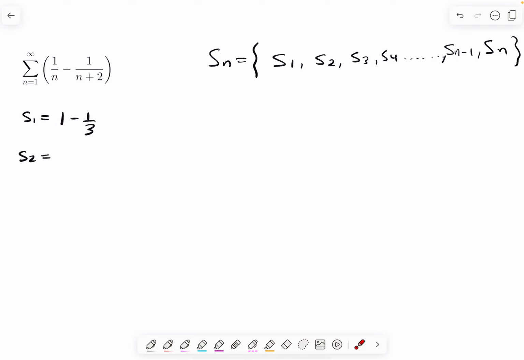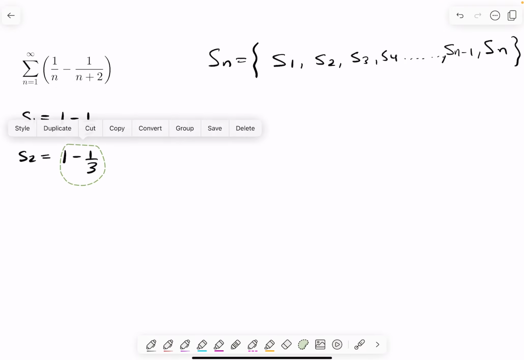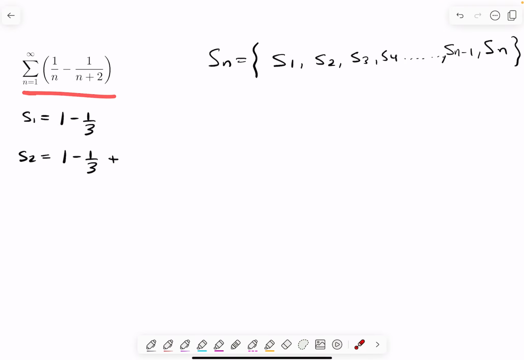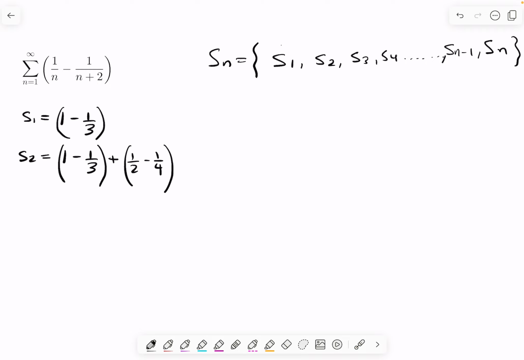And then s sub 2 is the sum up until 2, so that includes the sum of 1. So we just bring this down here, and then we add the sum when we plug in 2. So that's going to be 1/2 minus 1/4. And to keep things organized, let's add some parentheses. So this is done, this is done. Now let's find s sub 3.